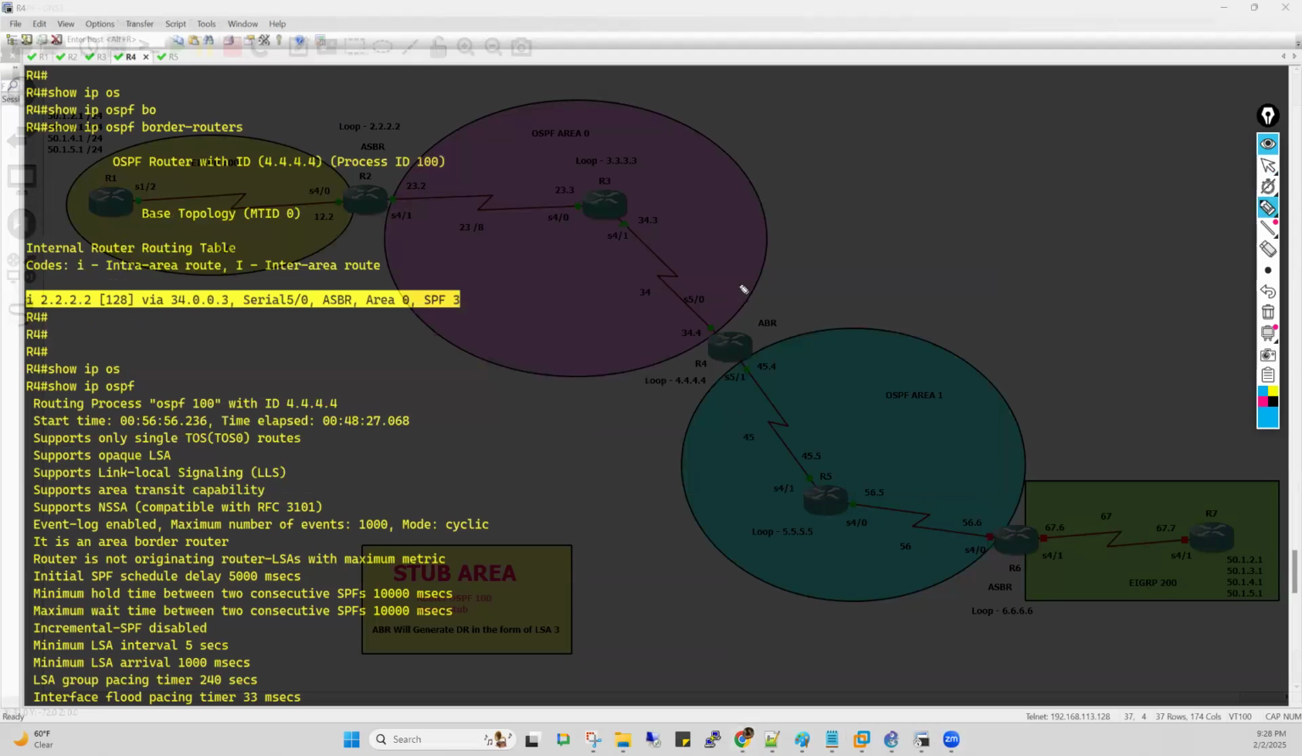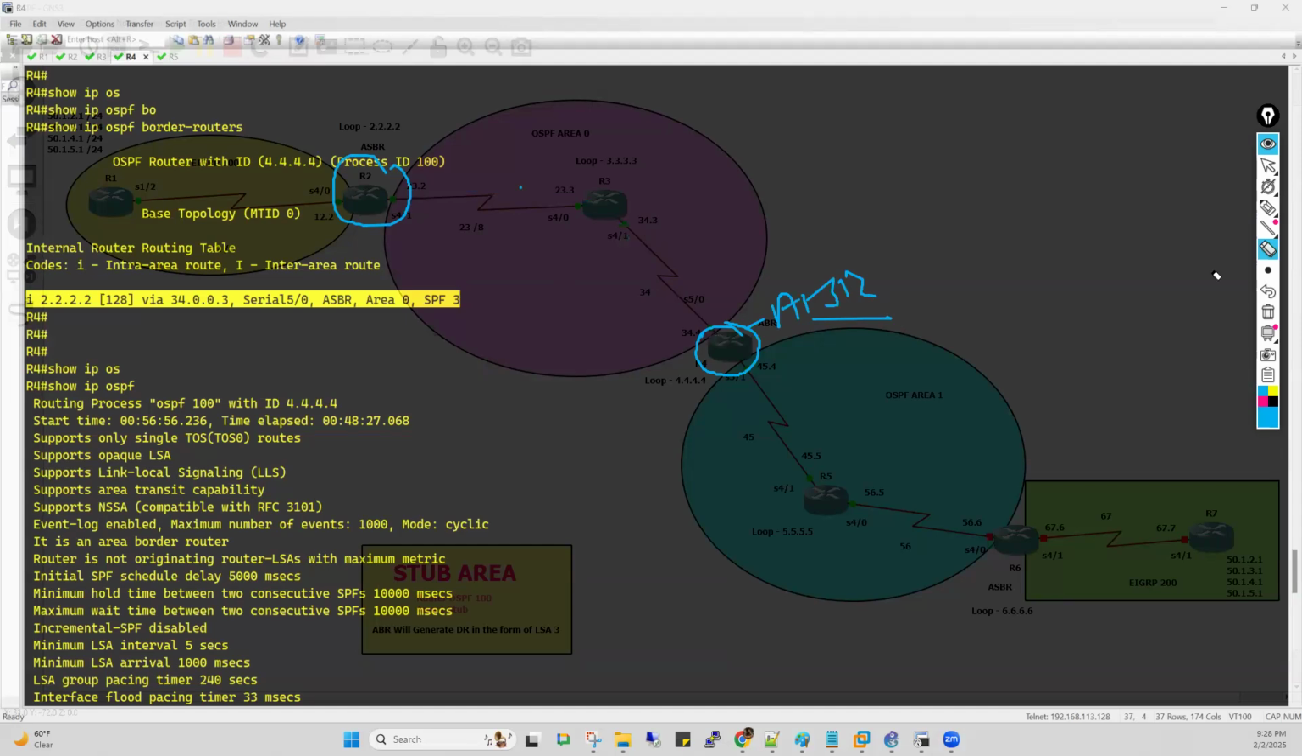Please focus very carefully. I hope you understand what my question was. My question was how this ABR router gets to know who the ASBR is in my area. That was the question, because this router is not directly connected with this router. This router is indirectly connected.